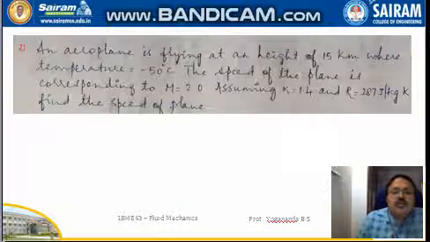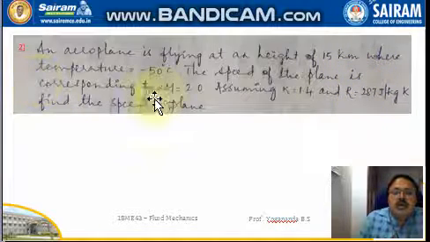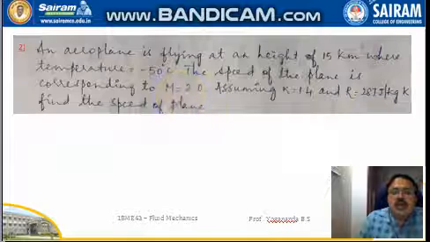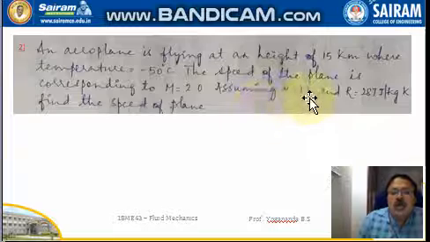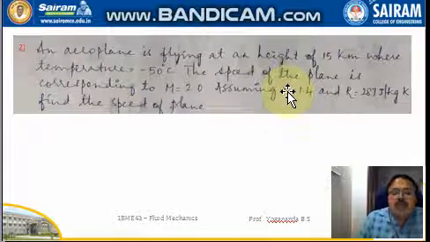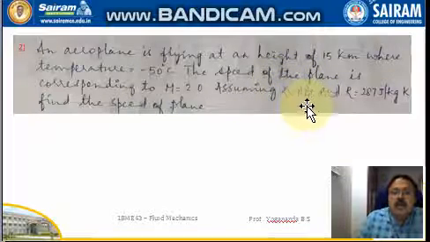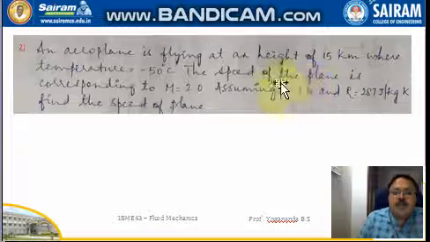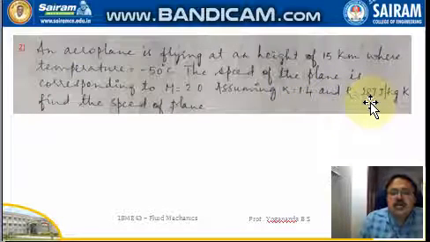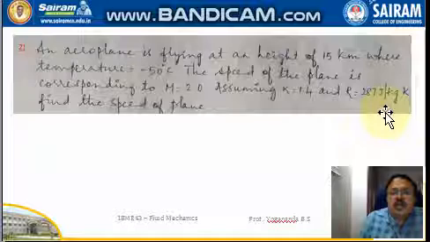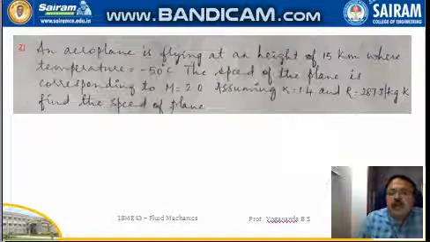Now the next problem is an aeroplane flying at a height of 15 kilometer where the temperature is minus 50 degrees centigrade. The speed of the plane corresponds to the Mach number of 2. Assuming k is 1.4 here, k is the constant of specific heat, that is small k. Bulk modulus is capital K, and this small k is the constant of specific heat, and the gas constant is 287 joules per kg Kelvin. You are asked to find the speed of the plane.